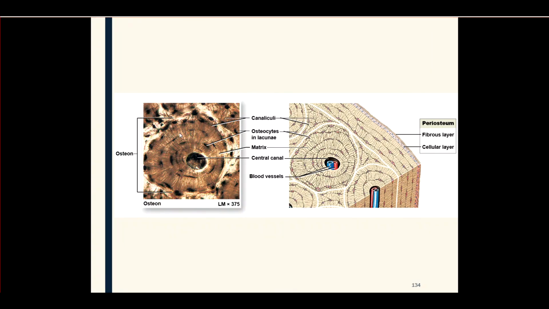This is what it looks like underneath the microscope. So these dark areas right here represent the lacuna where the osteocyte is, right? And this would be the central canal. So you can see it's very organized. It reminds me of if you were to cut a tree down and you see the rings of a tree, right? Same type of thing here.